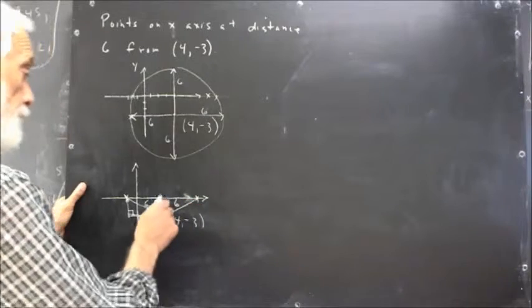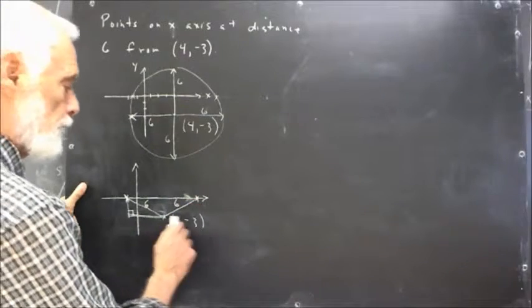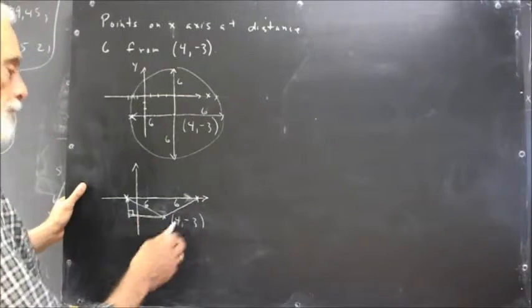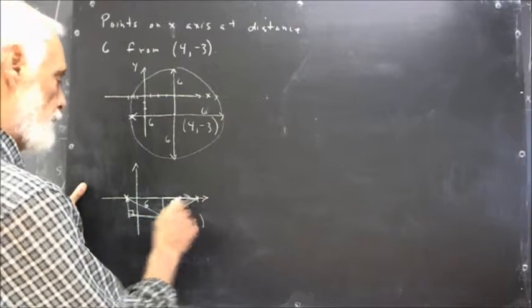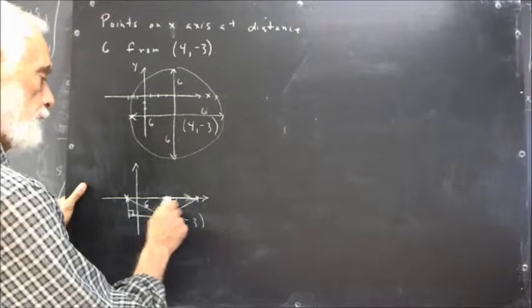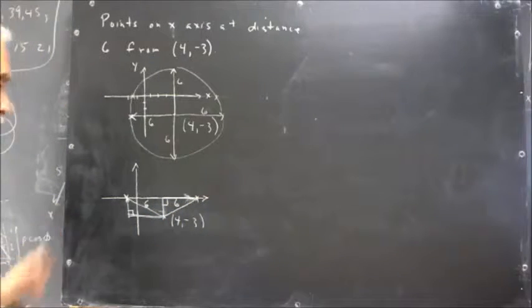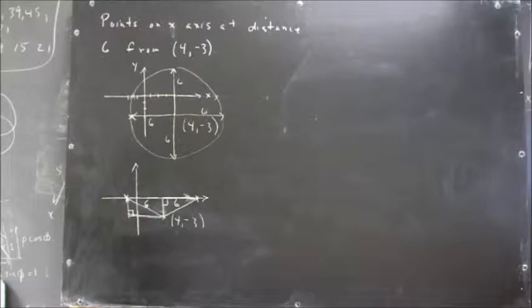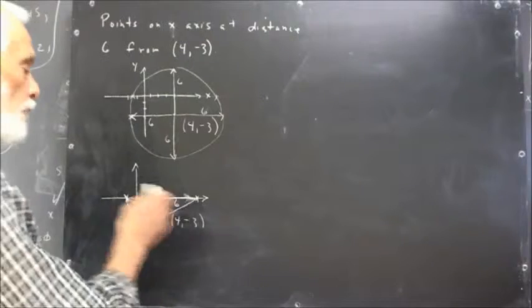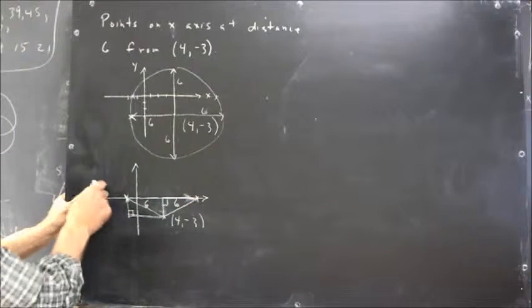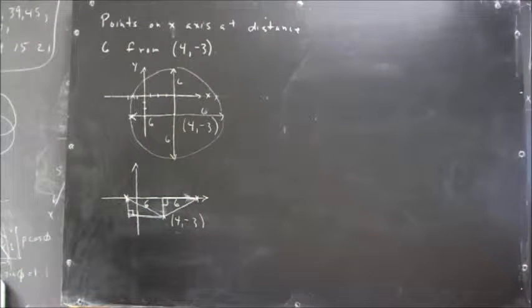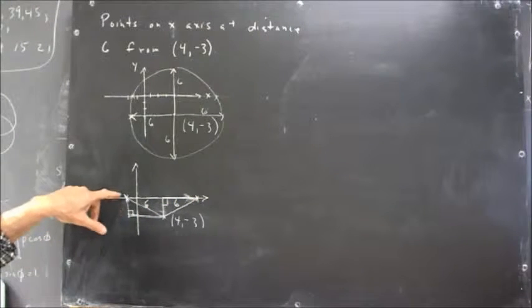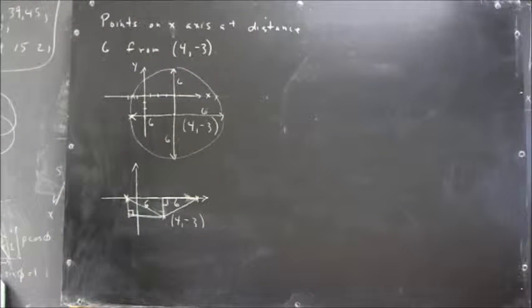We can do the same thing over here. I don't want to draw the triangle like this. Wouldn't be any harm in it, but it would interfere with my labeling of the (4, -3), so we'll just draw the triangle up here. Okay, so what do we know about these points? Well, we know that each of these points has y coordinate 0, and the x coordinate is x.